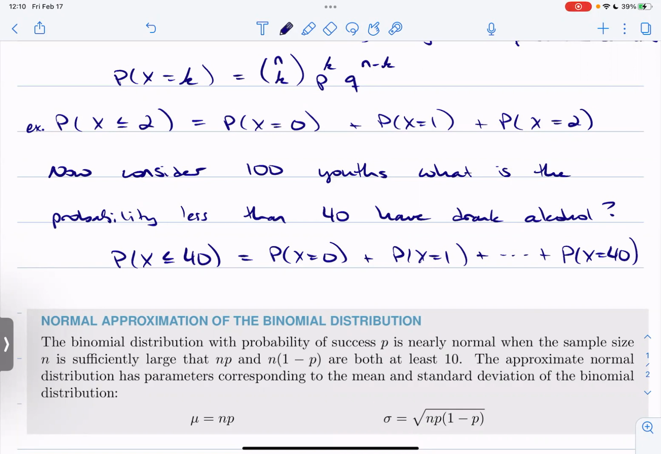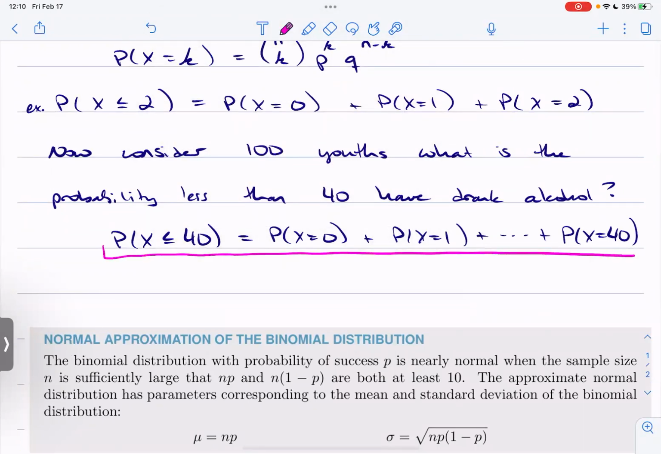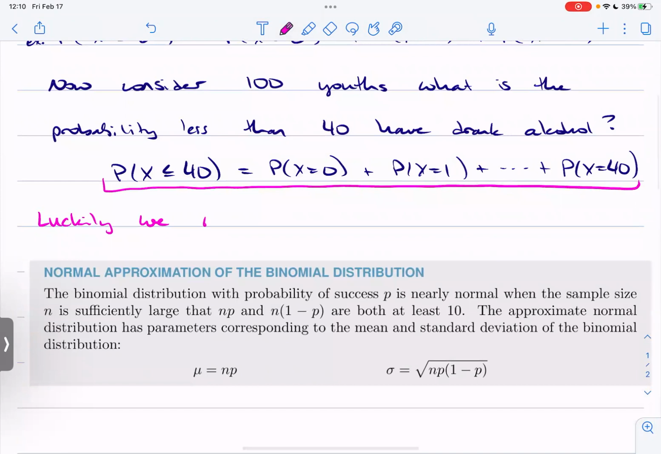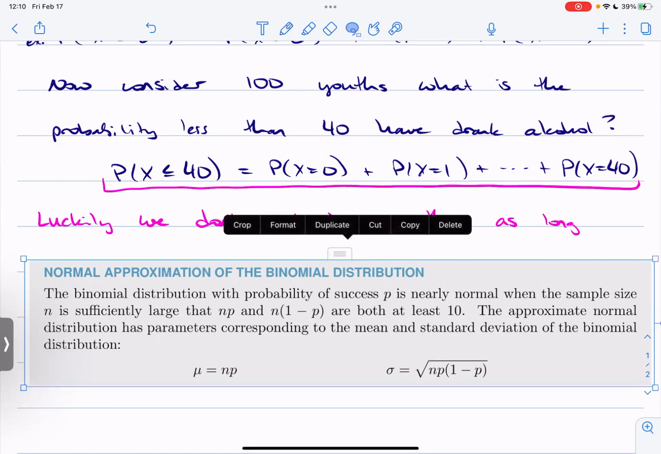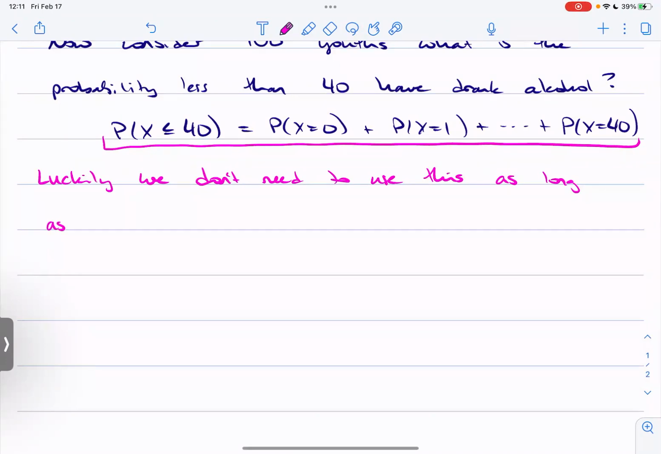Luckily, we don't need to use this as long as some conditions are satisfied.